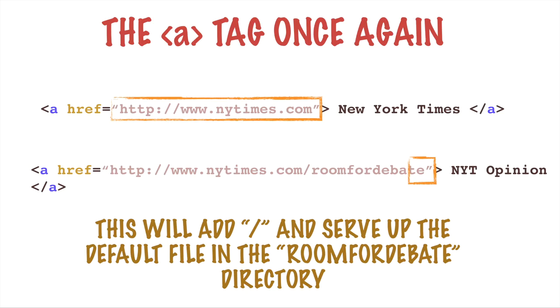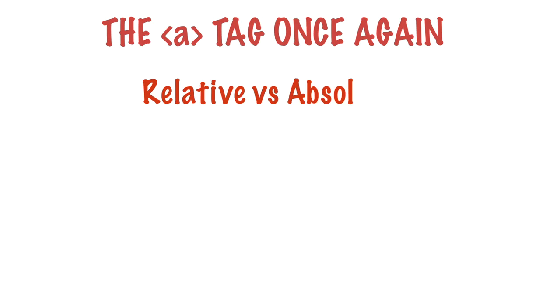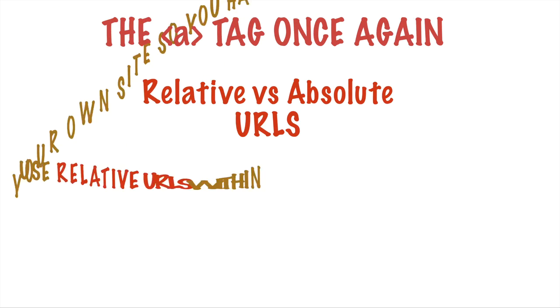Implicitly, a / will be added, creating a directory name called Room for Debate, and the default HTML file, which would be called either index.html or default.html inside that folder, would then be returned to the client. Now that we know that the A HTML tag accepts both relative and absolute URLs, which should we use? Well, the answer is it depends.